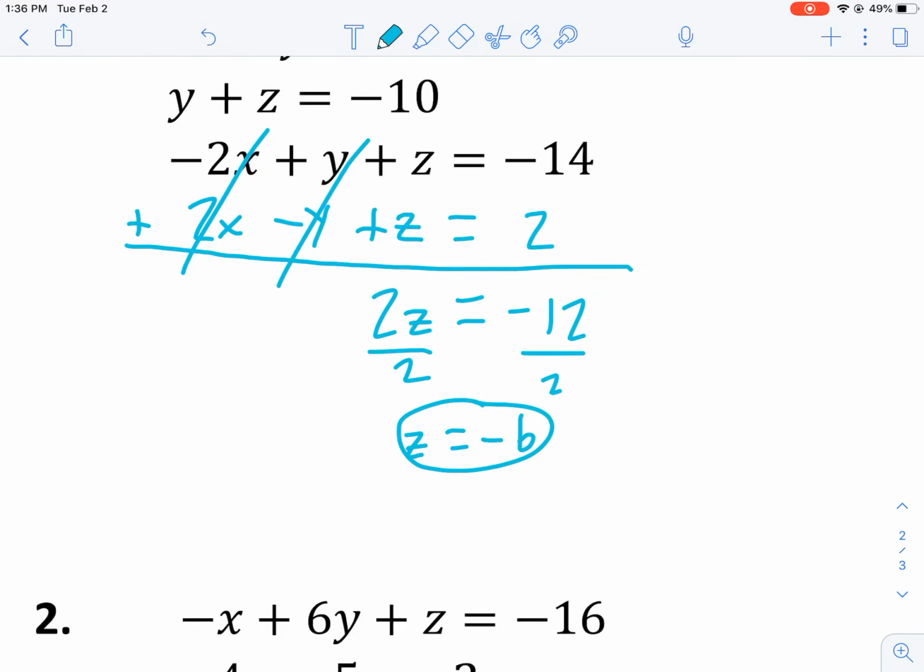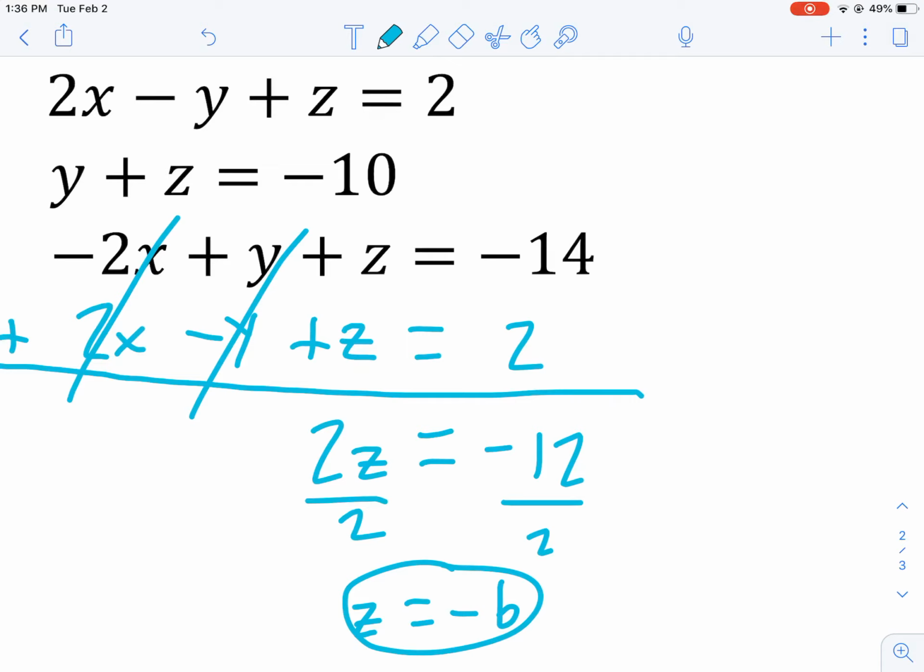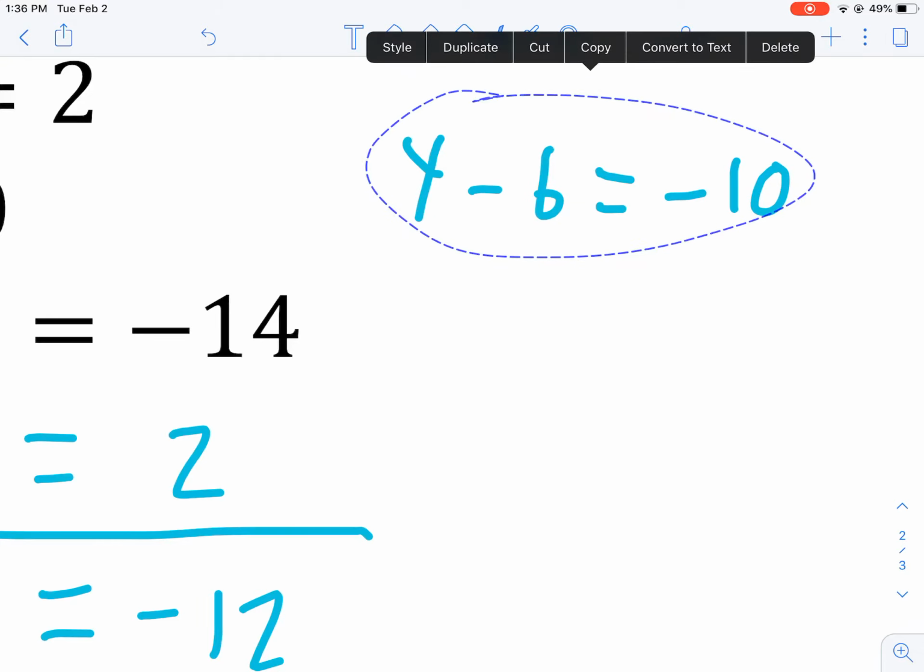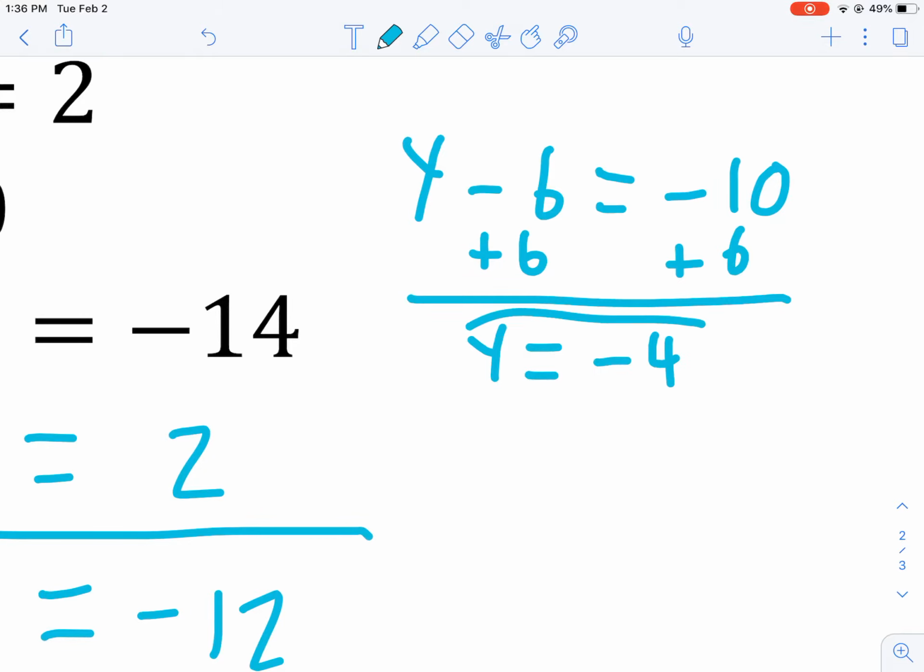So now, we want to use that. We want to try and get y or x. If we plug it back into this middle equation, we don't have an x, so we can actually get y. All right, so I'm going to plug that in: y minus 6 equals negative 10. And that'll let us actually get y. So add 6 to both sides. So you only use the elimination to get the first one. Once you've got one, then you just substitute it back in like you would in the normal elimination method. So we get y equals negative 4.